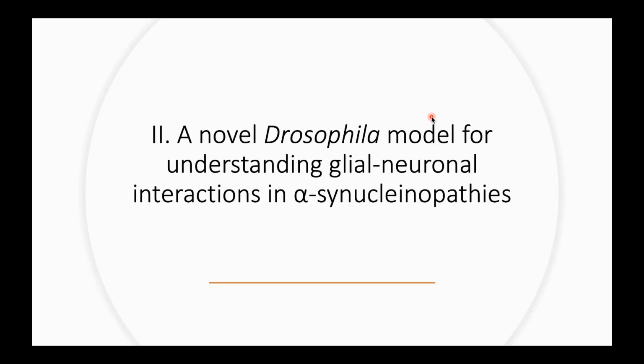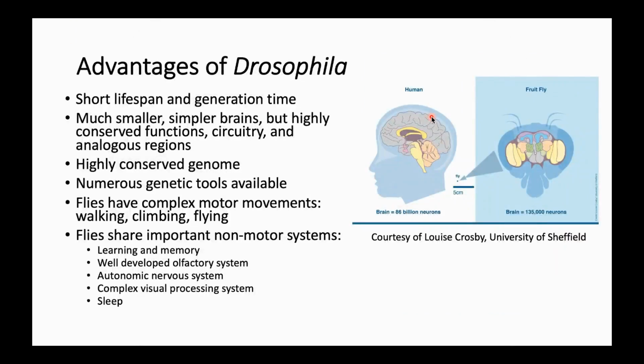Now I'm going to tell you about our fly model for how we can understand glial neuronal interactions in these diseases in vivo. First, I want to take a moment to just tell you about some general advantages of Drosophila as a model, compared in particular to rodent models. So they have a short lifespan and generation time. You can do a whole experiment in a matter of days.